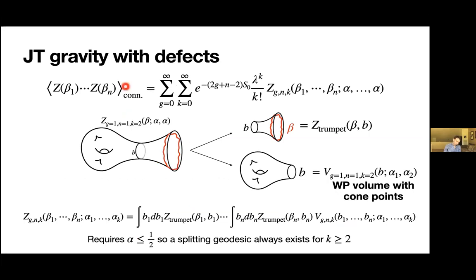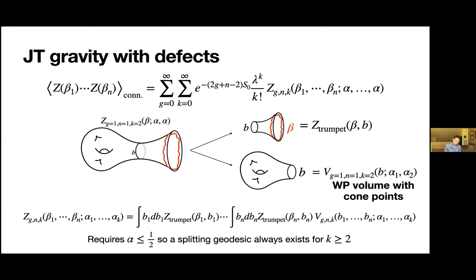So again, we have this expansion in genus and in number of defects, and we can play this game where we cut along some geodesic. We have the same trumpet on the outside, and on the inside we have a Weil-Petersen volume, but now over hyperbolic surfaces with these cone points, or these conical defects. So here, if we want to do this strategy, we really need to take the conical defects to have a sufficient strength. So it gives us this restriction on alpha. To be conservative, you can make that restriction on the parameters, though I suspect that things work for bigger alpha as well.